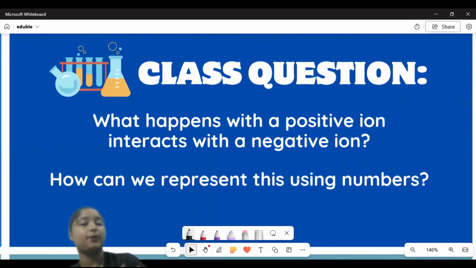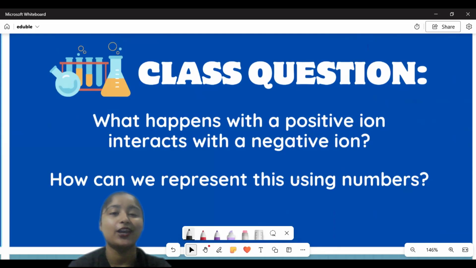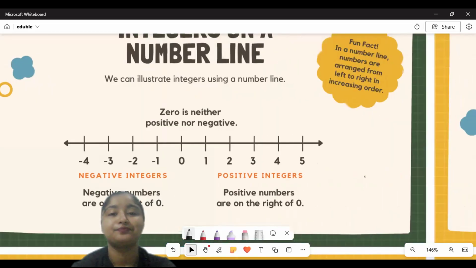Okay, what happens when a positive ion interacts with a negative ion? How can we represent this using numbers? So you can do this one and let me know.